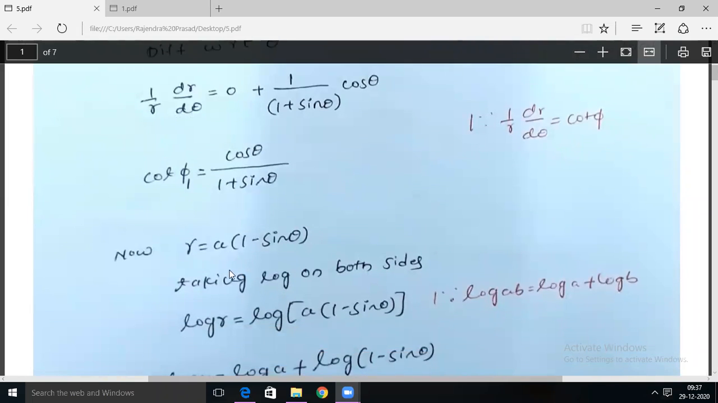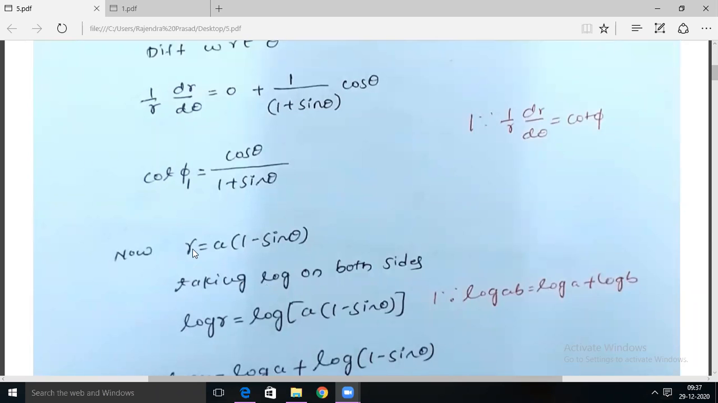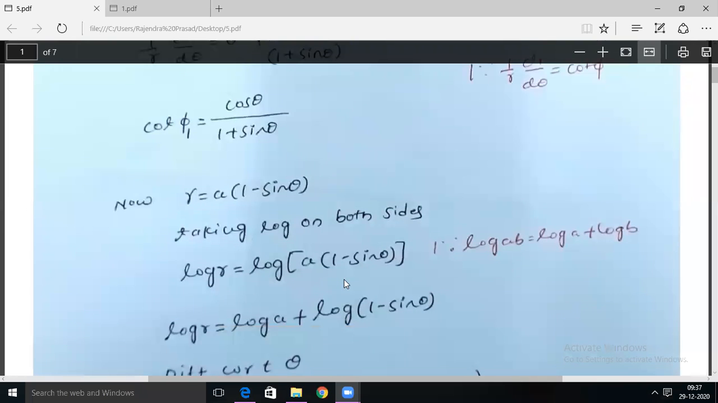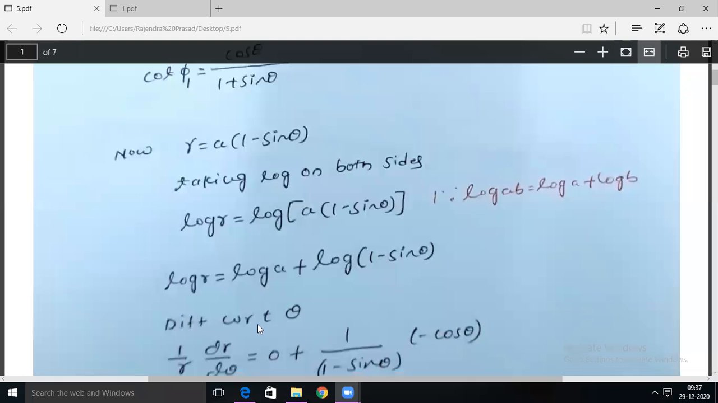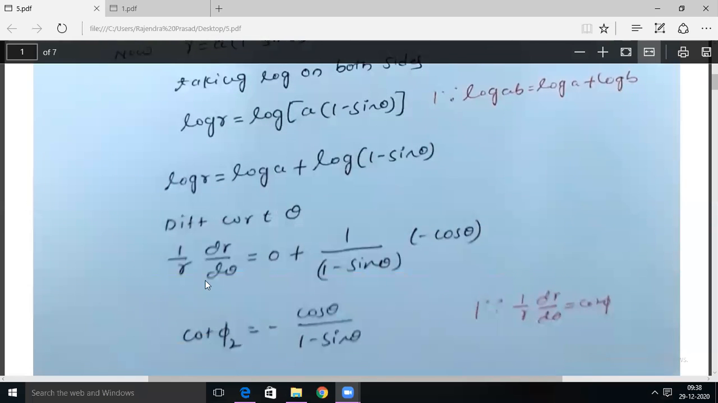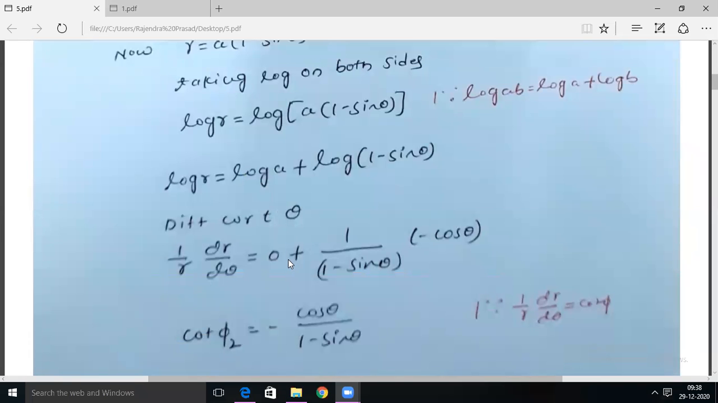Next we shall consider the second curve, r = a(1 − sin θ). Taking log on both sides, log r = log a(1 − sin θ). This is of the form log(ab), so applying the logarithm property, log a + log(1 − sin θ). Now differentiate with respect to θ. Log r gives (1/r)(dr/dθ). Log a is constant, its differentiation is 0, plus the differentiation of log(1 − sin θ), which is 1/(1 − sin θ) into 0 minus cos θ.